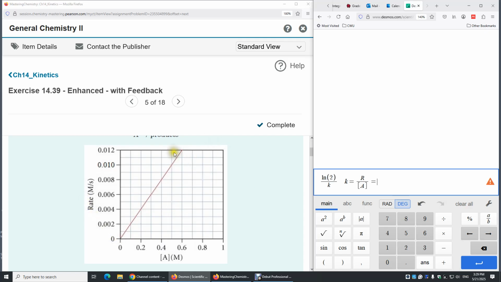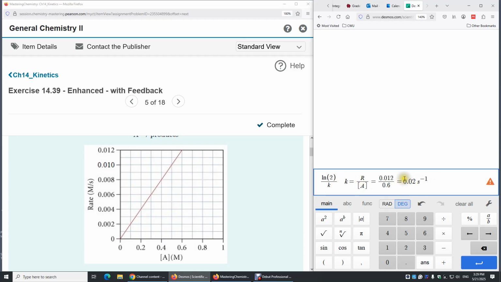Well, over here we have a line, but you can use any data point on this line. I'm going to use this data point right at the end. R is 0.012 and A is 0.6. Do the division, we get 0.02. So k is 0.02. The unit is second to the power of -1.